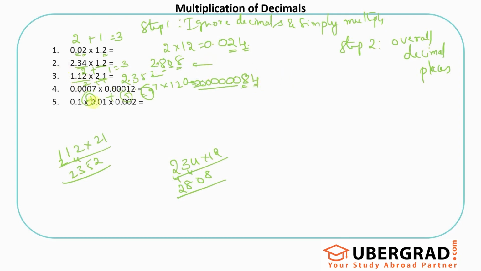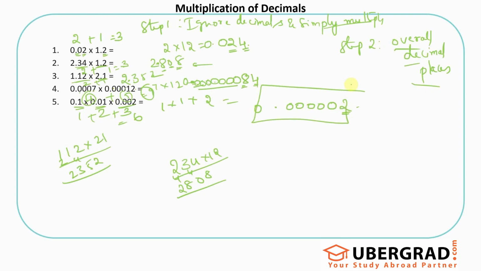You can do the same thing for this one also. 1 into 2, that is 2. Then there is 1 decimal place here, 2 decimal places here and 3 decimal places there. You just need to add all of that. There are 6 decimal places. One of them is taken by the 2. The other 5 will be taken up by zeros. So it will be 0.000002. So that's how you do this, right? Simply multiply them, ignore the decimals and multiply, and then add up all the decimal positions to get the overall decimal places and then arrange the final answer. That's as simple as it.